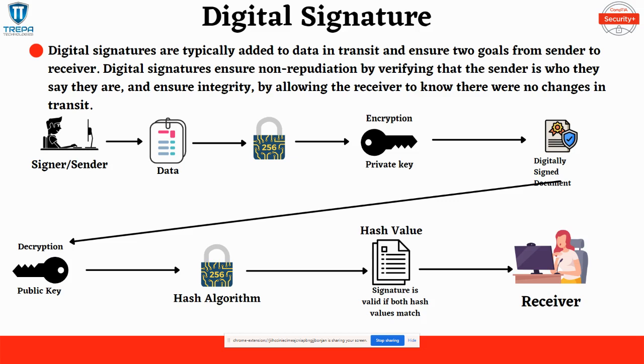Okay, so a little bit different. We're going to use the sender's private key to encrypt that hash, and then once that hash is encrypted, you will actually have that digital signature. You will then attach that digital signature to the data you are sending. So you attach that digital signature maybe to that email you're sending.